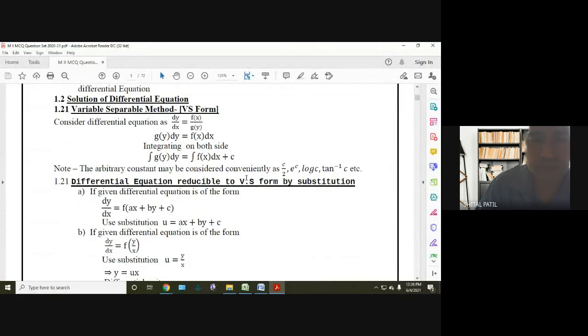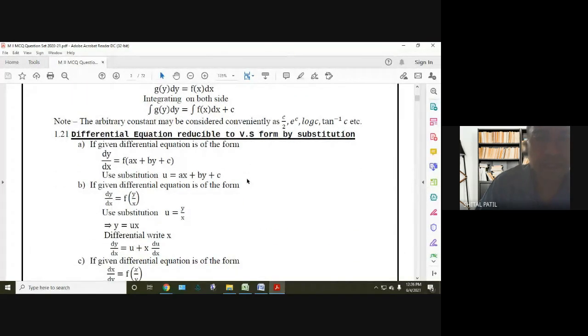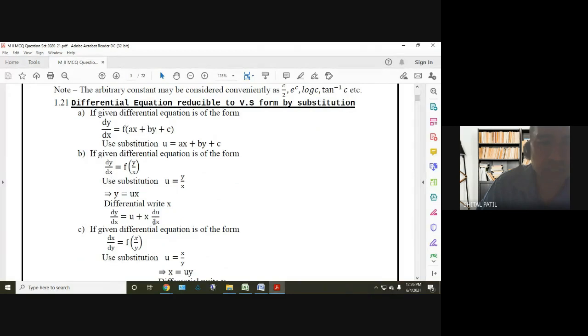The constant can be added conveniently. Then the substitution method. If the differential equation is in the form dy by dx equal to f of ax plus by plus c, the substitution is u equal to ax plus by plus c. For the differential equation dy by dx equal to f of y by x, the substitution is u equal to y by x. From there, differentiate with respect to x, substitute, and you will get a variable separable form.